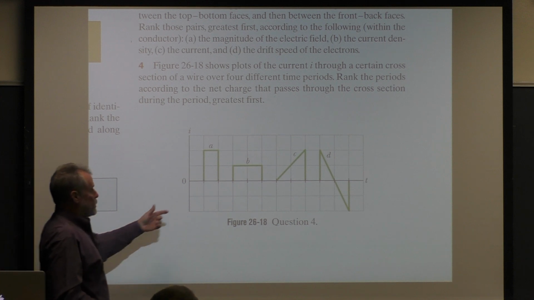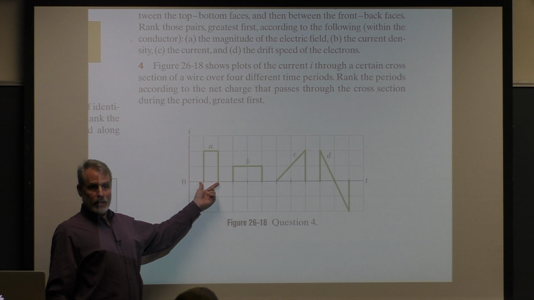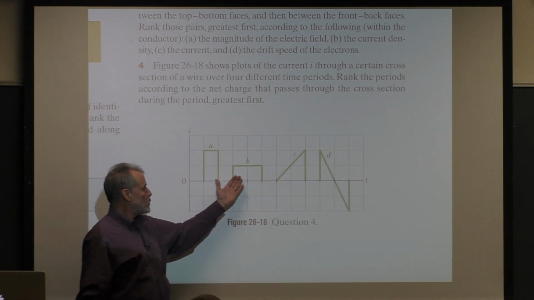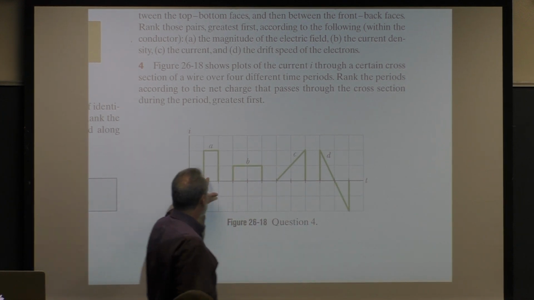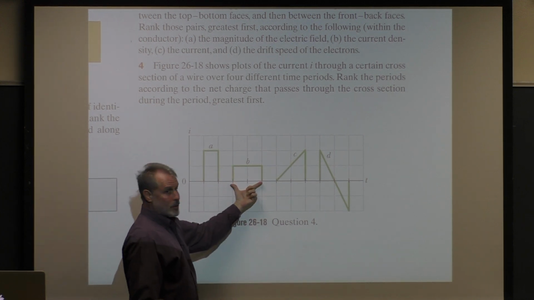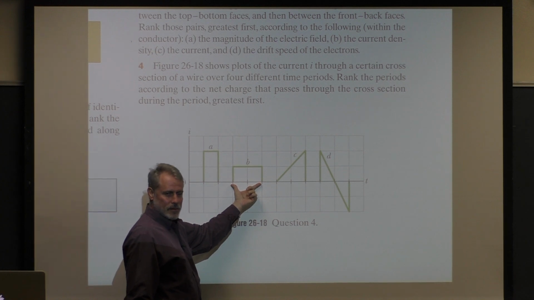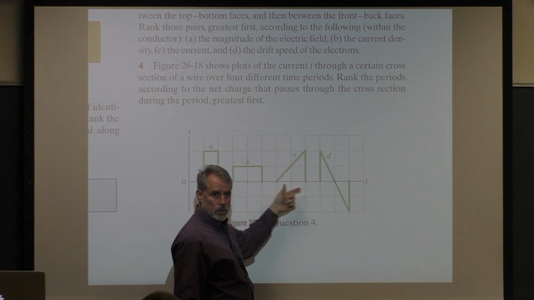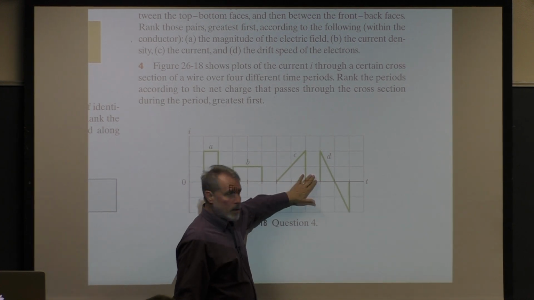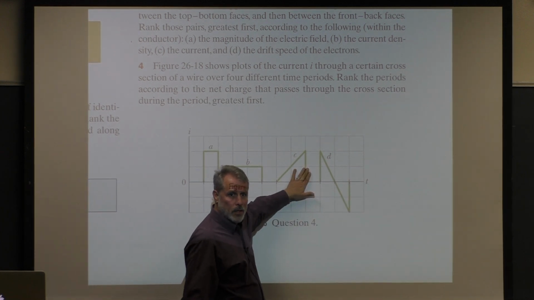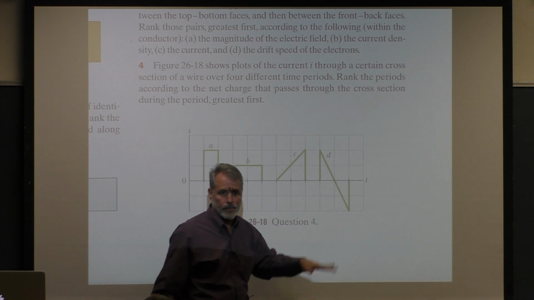The current is the derivative of the charge with respect to time, so the charge should be the integral. So we need to look at the area under the curves. This has 2 units by 1 unit. This has 1 unit by 2 units. That's still the same number. And this has 2 units by 2 units divided by 2. So these 3 have the same area, and the net area for this one is 0. So these 3 have the same charge, and the net charge over here is 0.